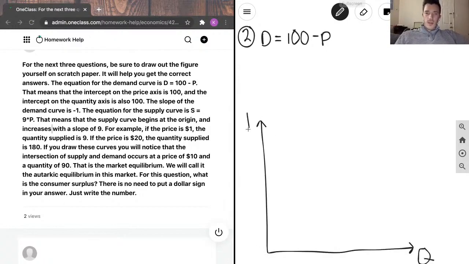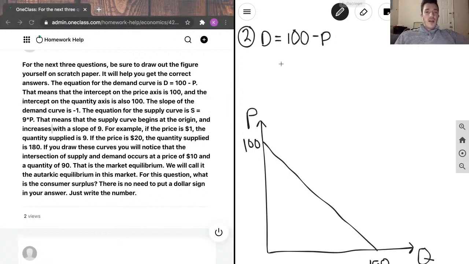Quantity, price. So the demand curve starts at 100. Slope is going to be -1. So that means at a price of 100, the demand will be 0, and at a price of 0, the quantity demanded will be 100. So the intercept on the price axis is 100, and the intercept on the quantity axis is also 100, and so the slope of the demand curve is -1.